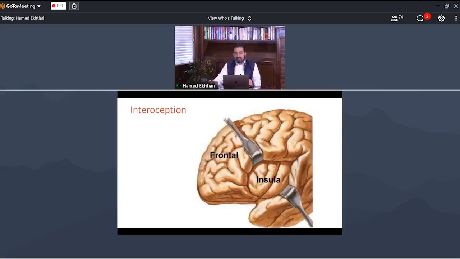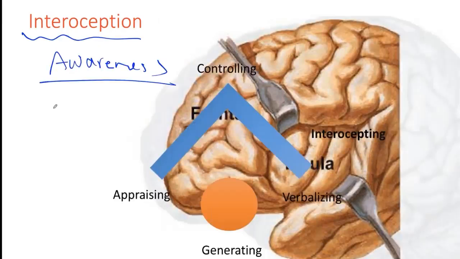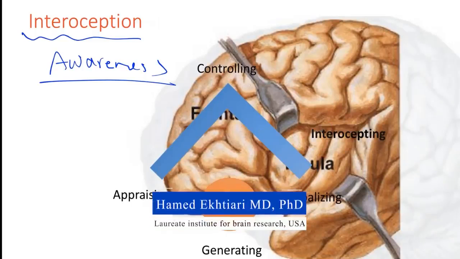Meanwhile, we shouldn't forget the insular cortex and its potential for emotional awareness using interoceptive processing. And people realize that is probably another dimension that could be added to what we call appraising, controlling, verbalizing, and interoceiving, and all together would help us to be able to control emotions from a top-down perspective.